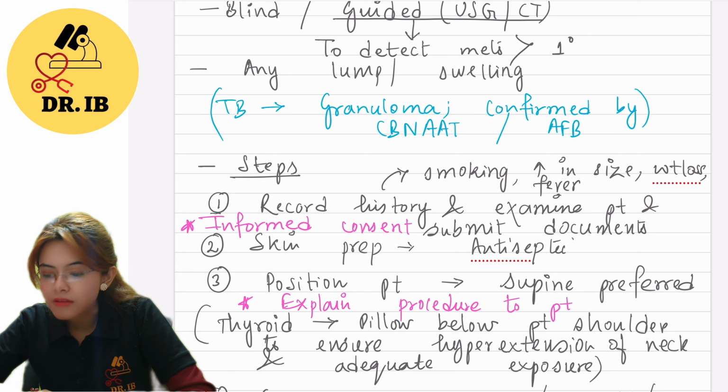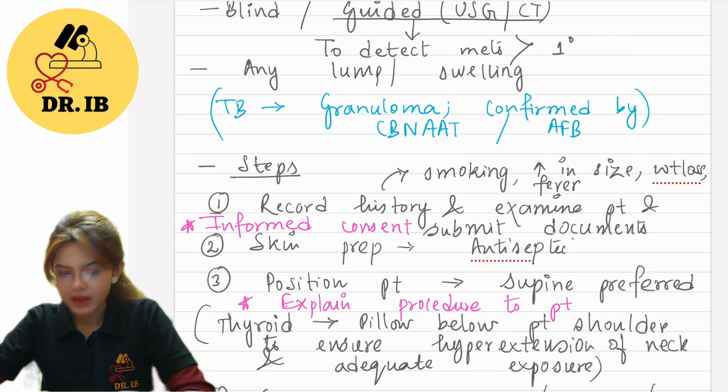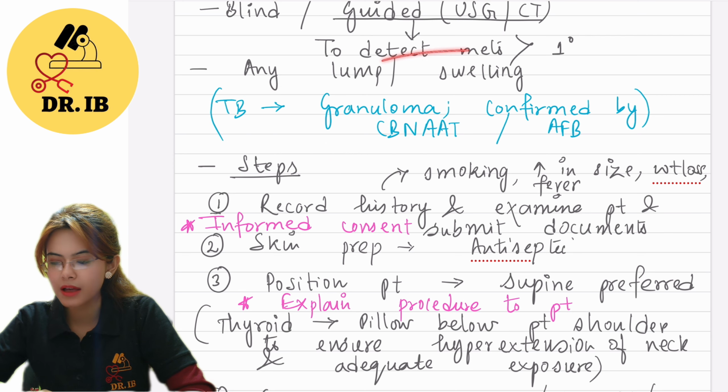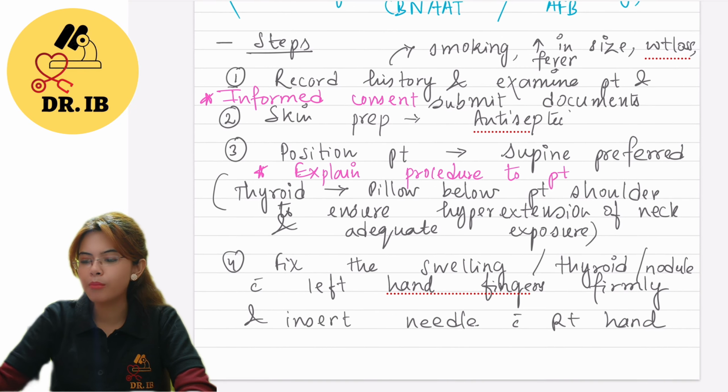Why? Because it is confirmed on CBNAAT or AFB. It is not confirmed on FNAC. TB is not confirmed on FNAC, right? So I just want to clarify this. मुझे लगता है कि काफी सारे स्टूडेंट्स को ये डाउट होता है, ठीक है? So now we'll come to the proper process.